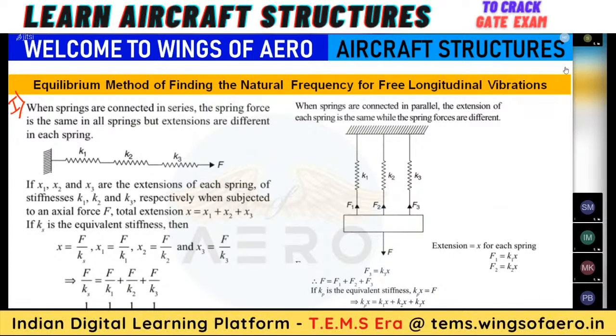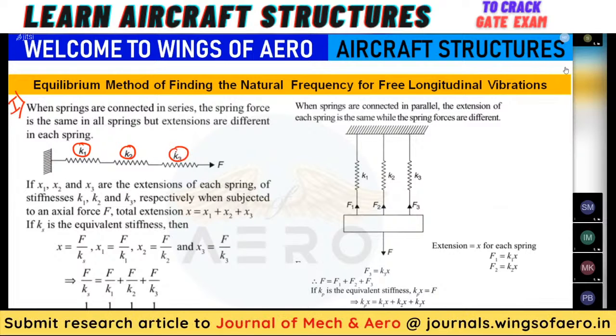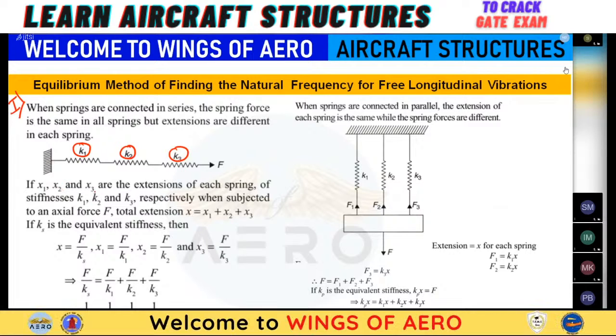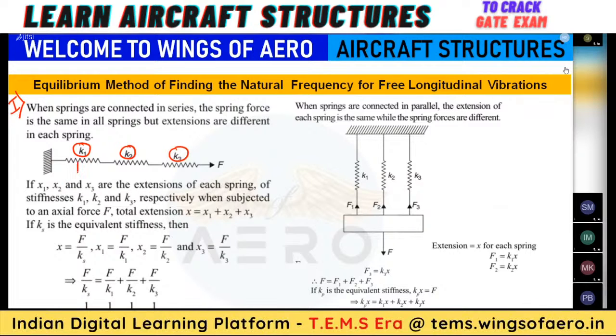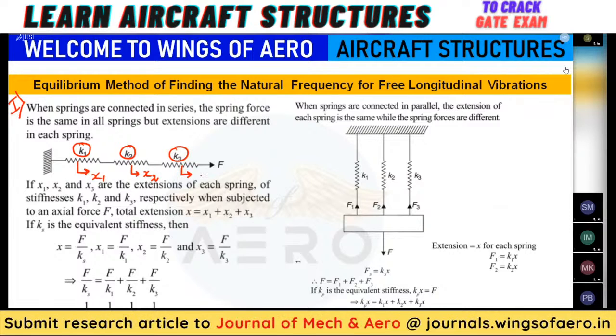First, we will see the first case, when it is in series. So you can see there is some kind of fixed zone. From there we have three different springs, K1, K2 and K3. These are the stiffnesses of the springs, and x1, x2, x3 are the extensions of each spring. That means the first spring has a displacement of x1, the second spring a displacement of x2, and the third one x3.